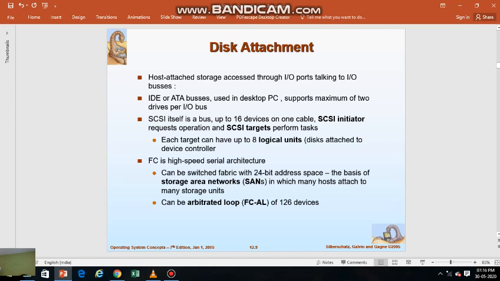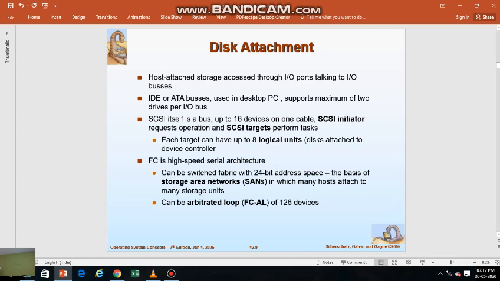Here the initiator requests the operation, and the targets perform the task. Each target can have up to 8 logical units that can be attached to a device. So 8 logical units, which can have 16 devices attached.